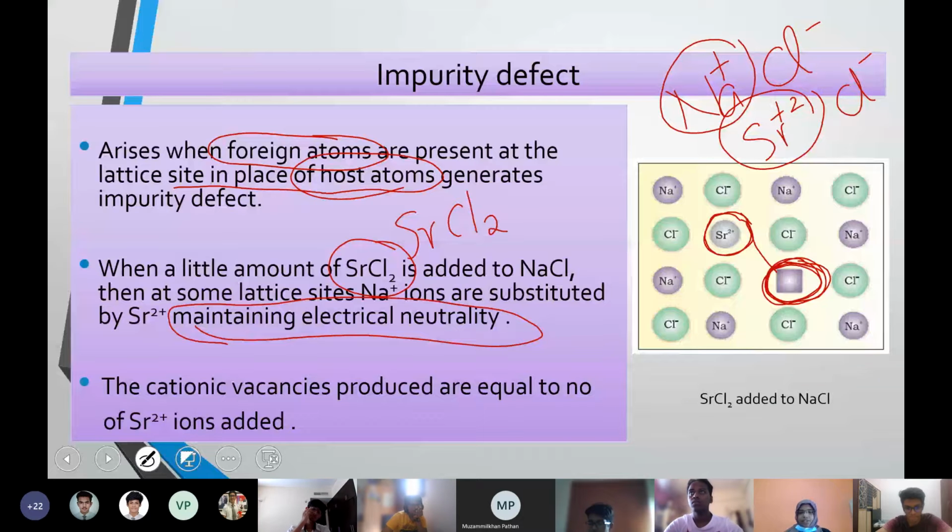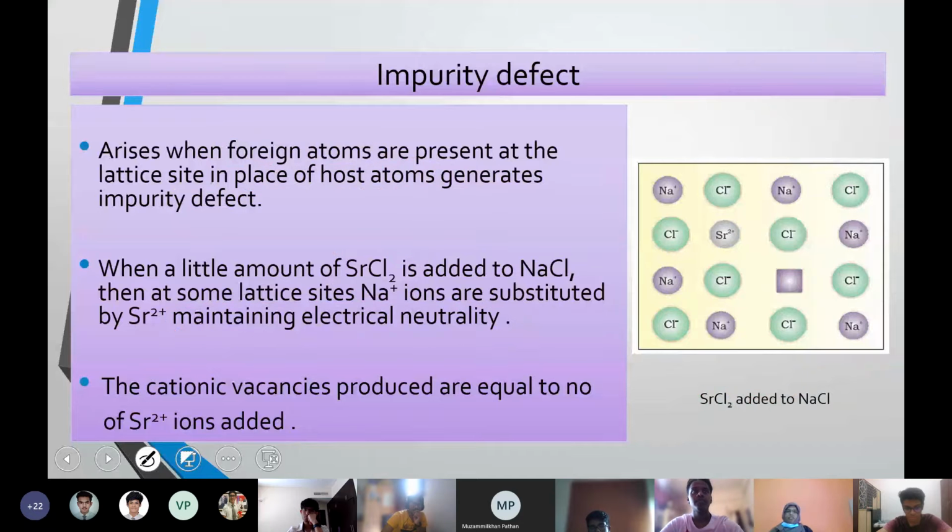It's not like Na+ is removed and Sr2+ is added. It is like Sr2+, the foreign ion, is coming, but at the same time they are maintaining the electrical neutrality of that particular compound. So based on the charges only, the foreign materials are added to the crystal. Understood, ma'am. Thank you. So that is the first kind of point defect, that is impurity defect.